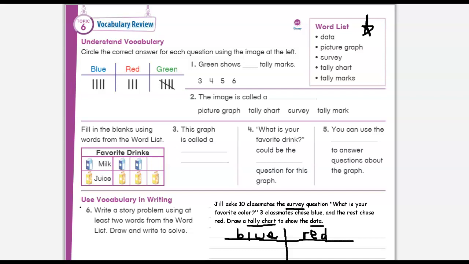Once you have completed question number 6, whether you are making your own story problem or working on mine, you are completed with your review activity for today. We will be taking our math test in a few days. So if at any time you aren't sure about a concept or you have a question, please ask me or let me know so that I am able to help you.